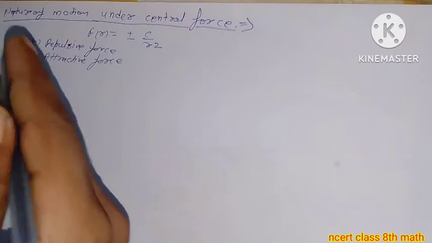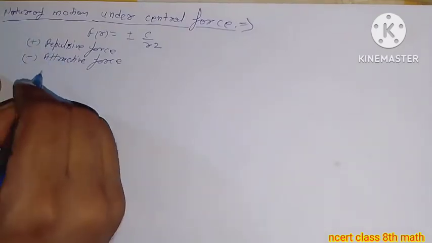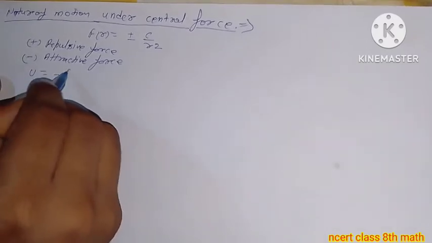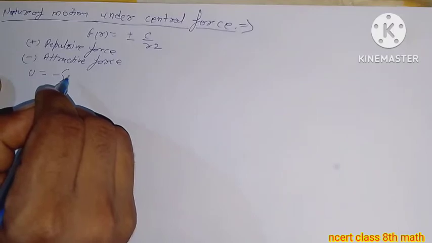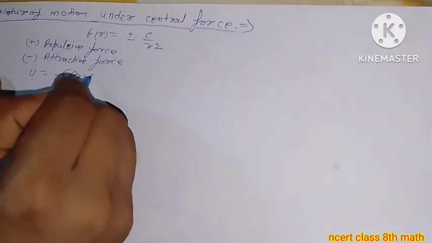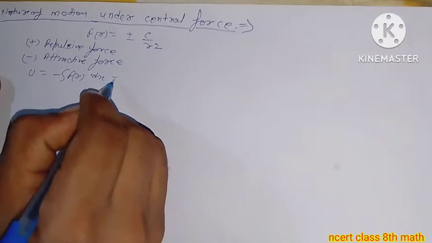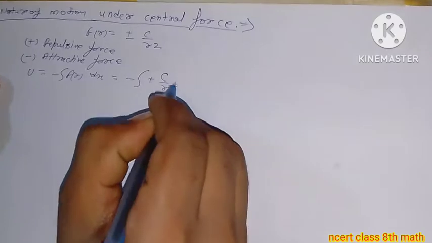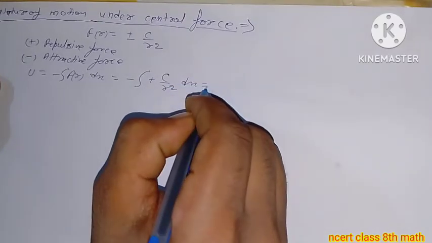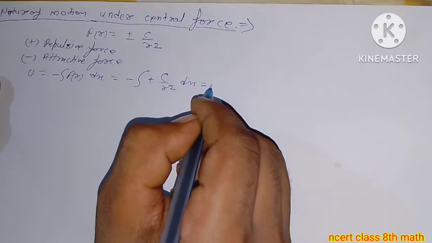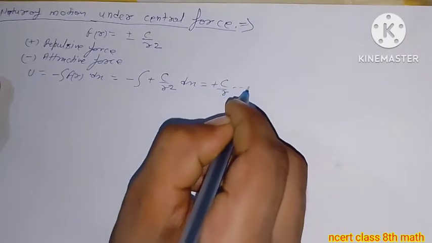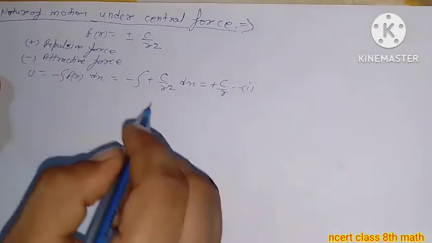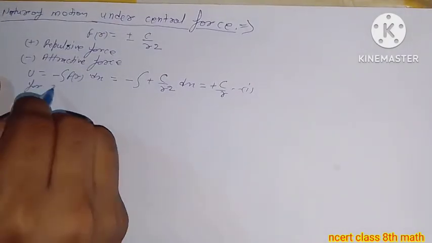The corresponding potential energy is given by U equal to minus the integration of the function F(r) dr. Then the value is minus the integration of plus C upon r square dr, which equals plus C by r. This is equation number 1 for a repulsive force.